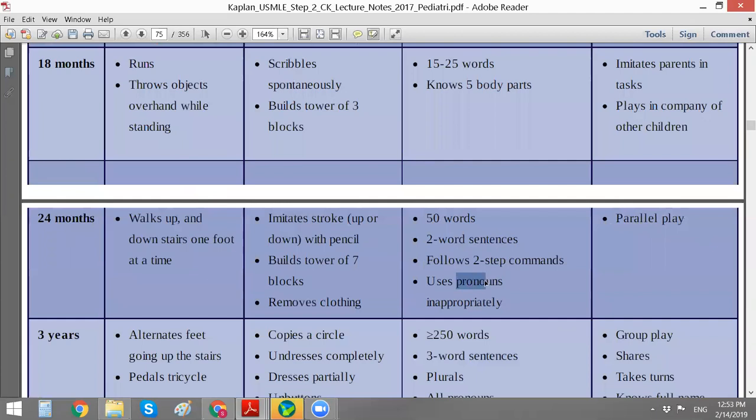Yes, he or she always mixes them up. Imitates a stroke up or down with a pencil. Yes, can make a line. Removes clothing, builds a tower of 7 blocks, walks up and down stairs one foot at a time.